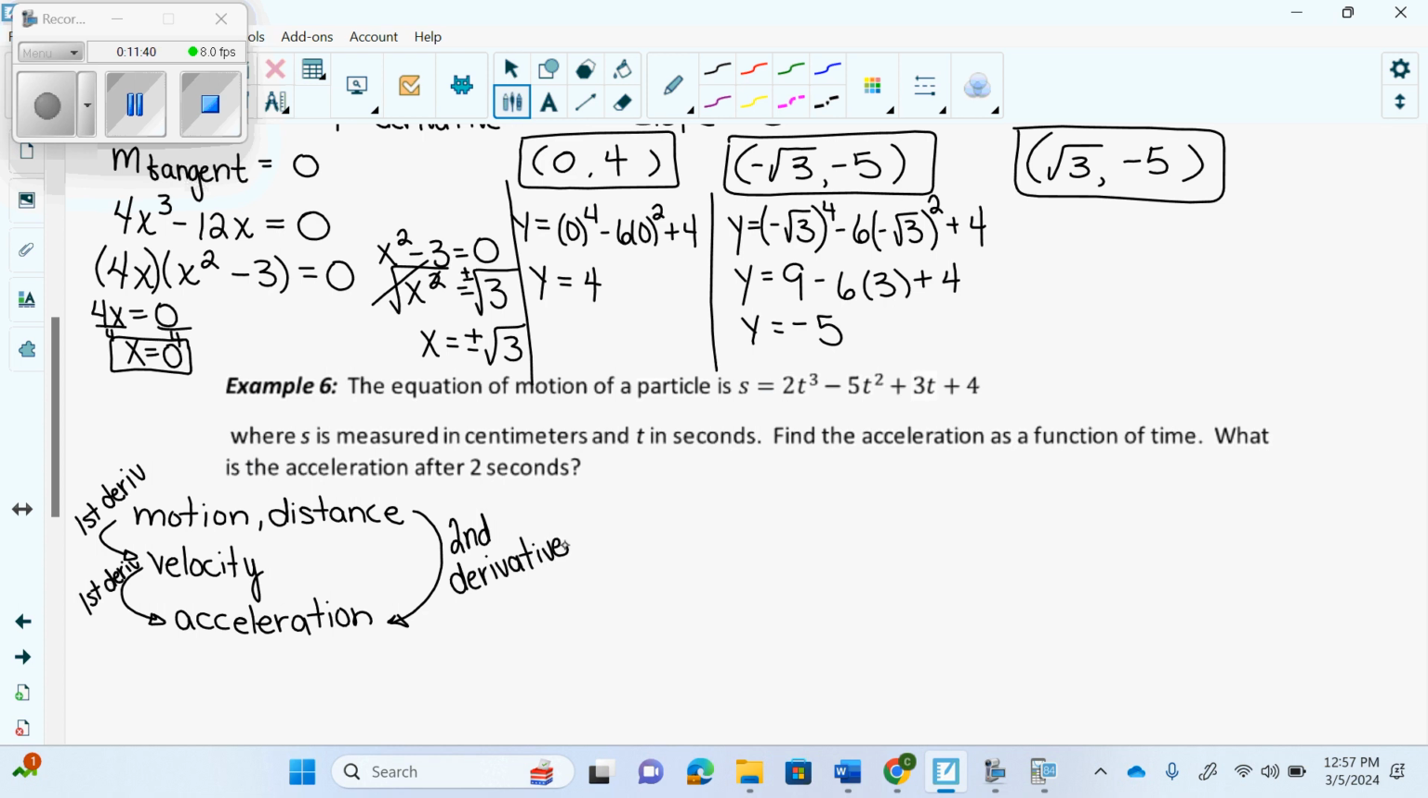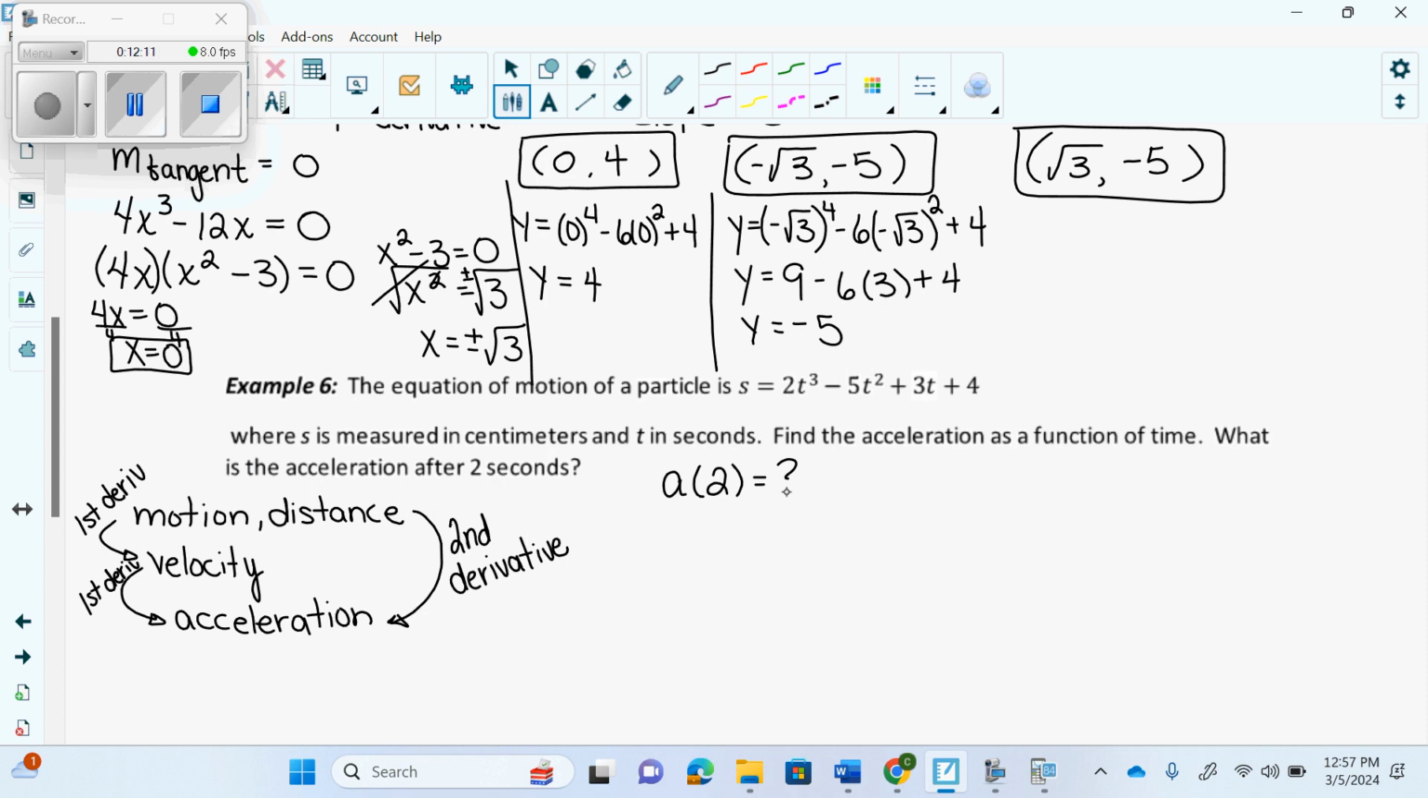Okay? So here, I want to find the acceleration as a function of time. What is the acceleration after 2 seconds? So I want a of 2. I want the acceleration at 2 seconds, with 2 being time. So I can't find a of 2 until I actually have the equation of a of t, right?